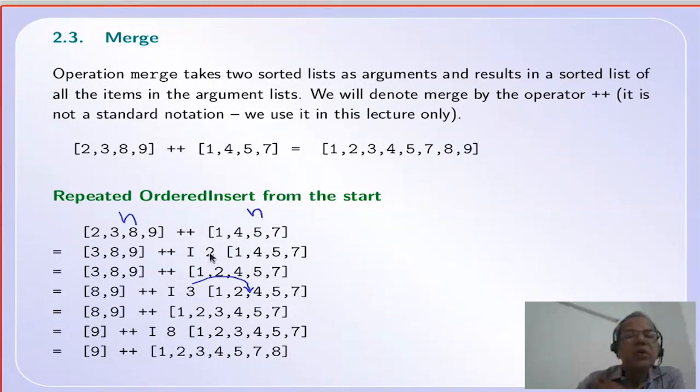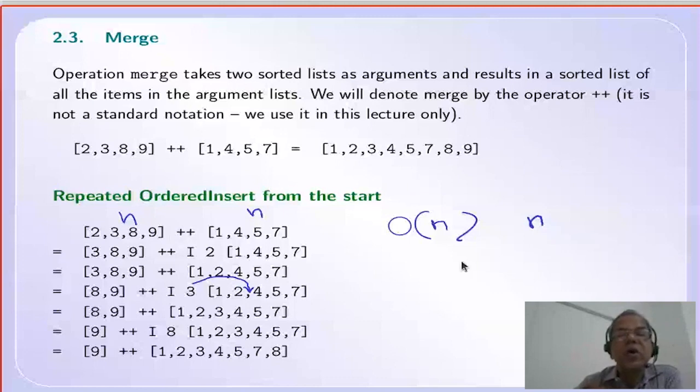Remember, to insert 2, I start from 1, 4, 5, 7. To insert 3, I again start from 1, 2, 4, 5, 7. To insert 8, I start from 1, 2, 3, 5, 7, 8. To do one ordered insertion takes big O of n. It's okay to write it as n. Like that, how many ordered insertions do we need to do? N items. Therefore, this is n squared.